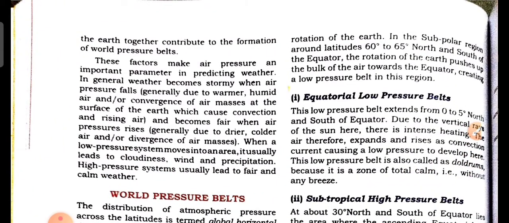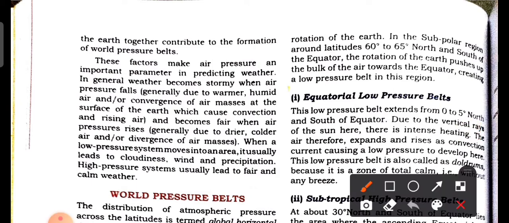This factor makes the air pressure an important parameter in predicting the weather. So, by predicting the air pressure, we can know about the weather condition, as the weather becomes stormy when the air pressure falls.